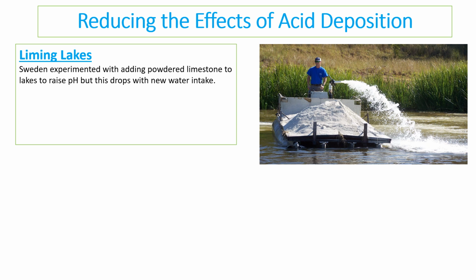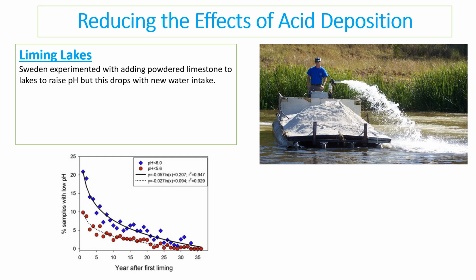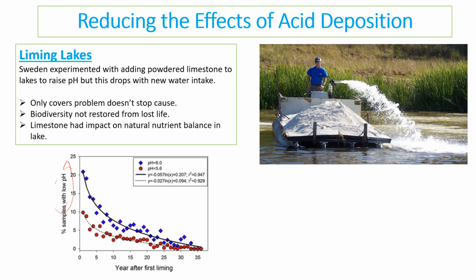So again, how can we reduce the impacts of acid rain? We can lime lakes, and in Sweden they've experimented adding powdered limestone, as you can see here, to the lakes, but anytime new water is added, that will be diluted. So you can see here when you add limestone in, first of all, the percentage of low pH, which has got a really low pH, is high, but over time it will be diluted by new water added to the stream.